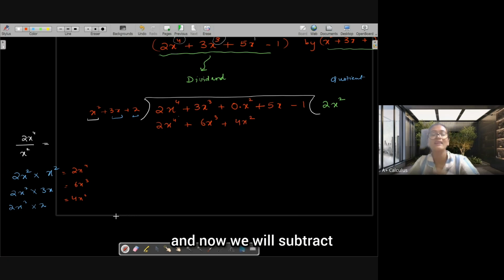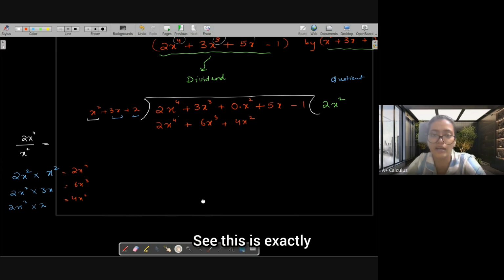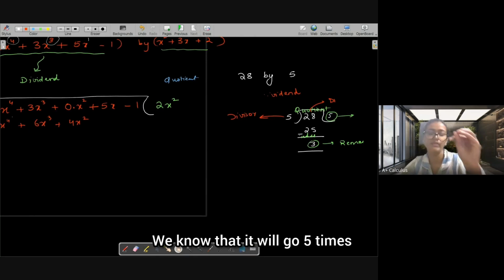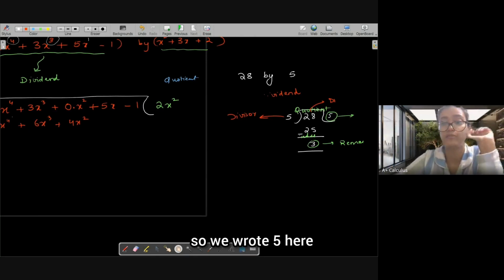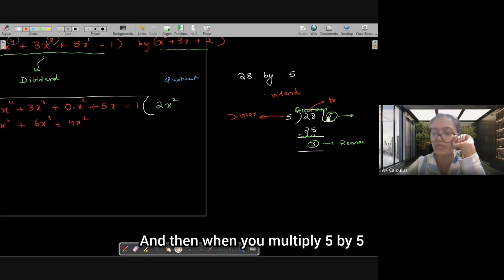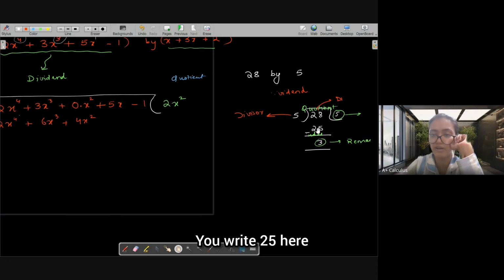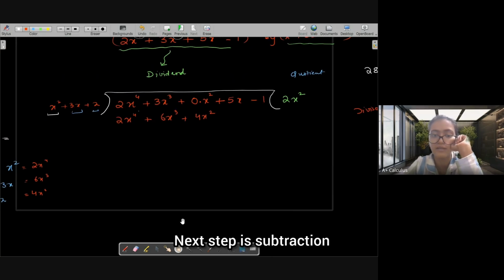And now we will subtract. This is exactly what we were doing in case of numbers. We divided 28 by 5. We know that it will go 5 times, so we wrote 5 here. And then when you multiply 5 by 5, you get 25. You write 25 here, and then you subtract. Next step is subtraction.